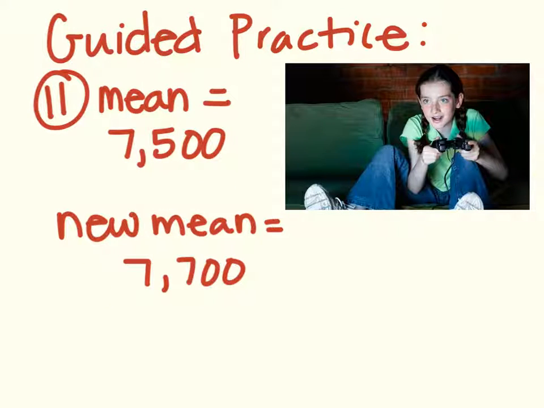Here is your last guided practice question for this section. Sarah's mean number of points scored for 4 video games is 7,500 points. How many points must she score in the 5th video game so that her mean score becomes 7,700? This is a little bit of a logic problem.